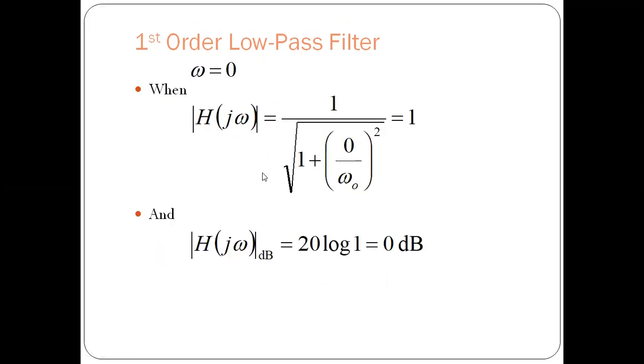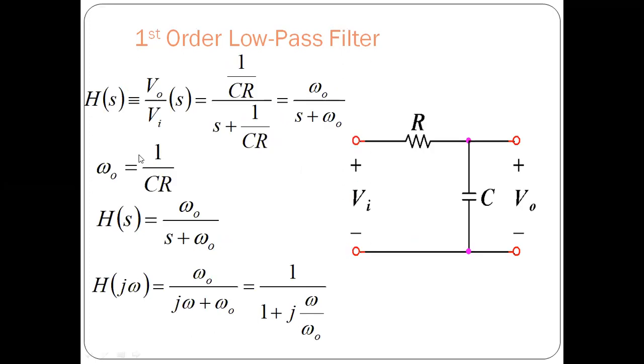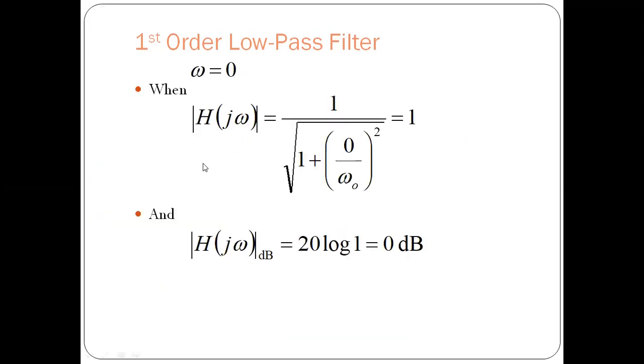And if omega is equal to 0, what happens? What is omega here? Omega is the input signal frequency, as omega naught is nothing but 1 by CR, as we have observed. So omega naught is equal to 1 by CR, and omega is the input signal frequency. If the input signal frequency is 0, what happens to this transfer function?